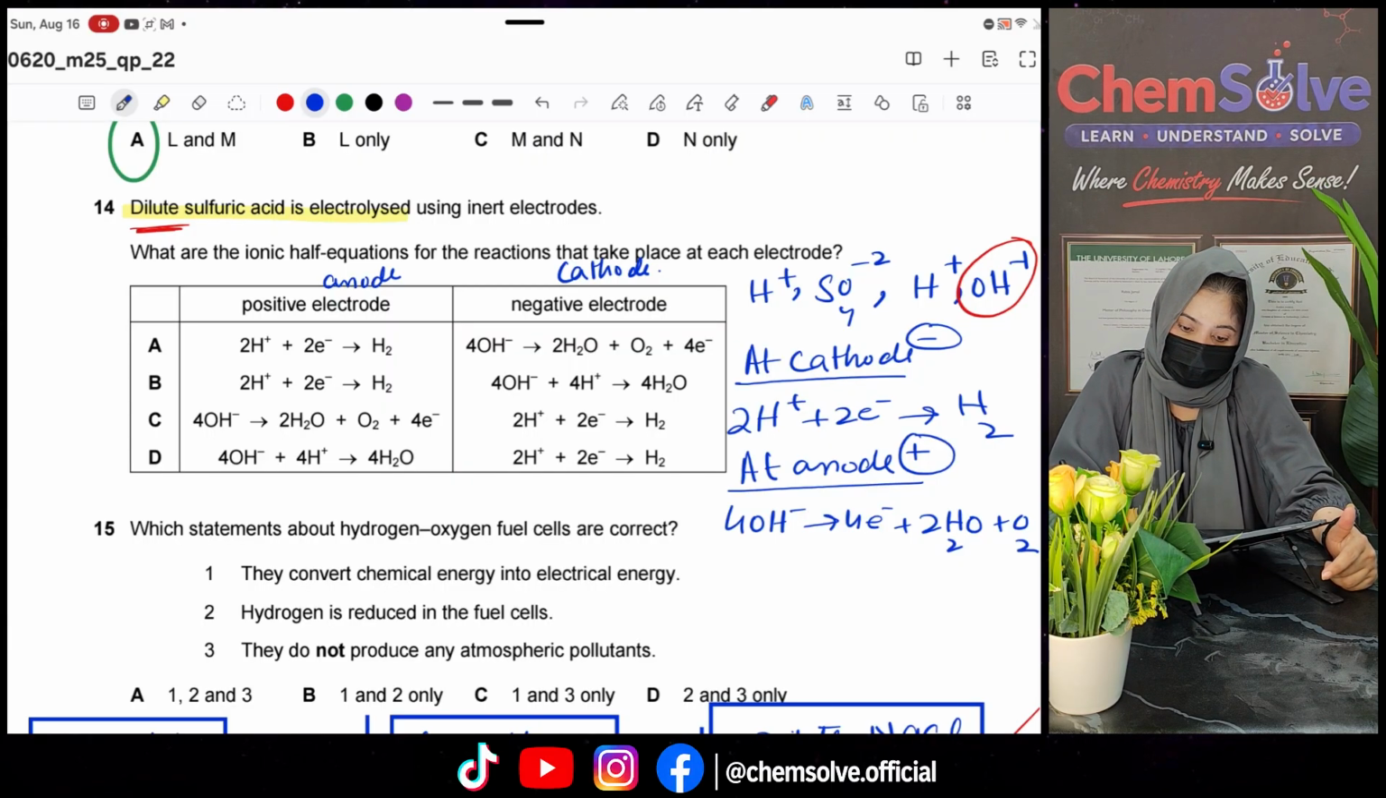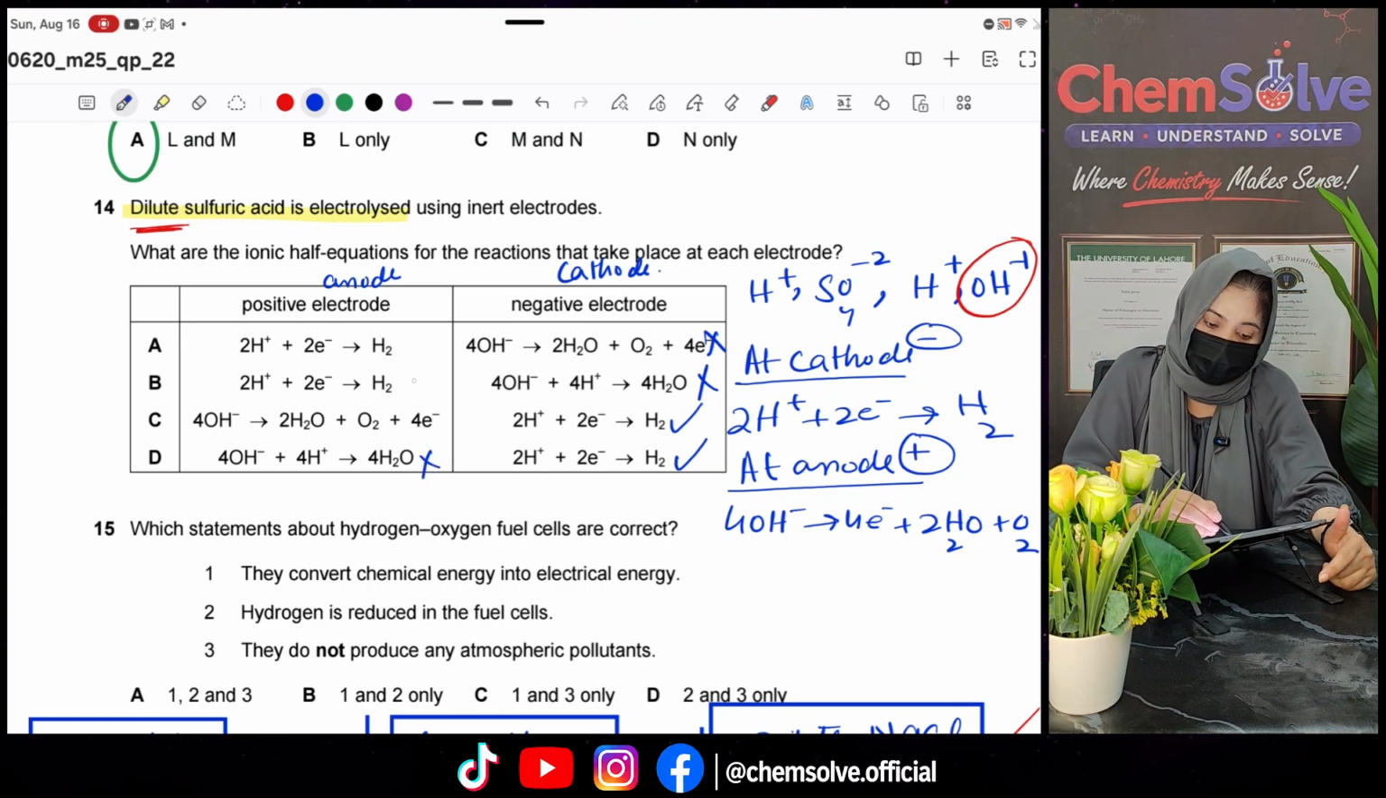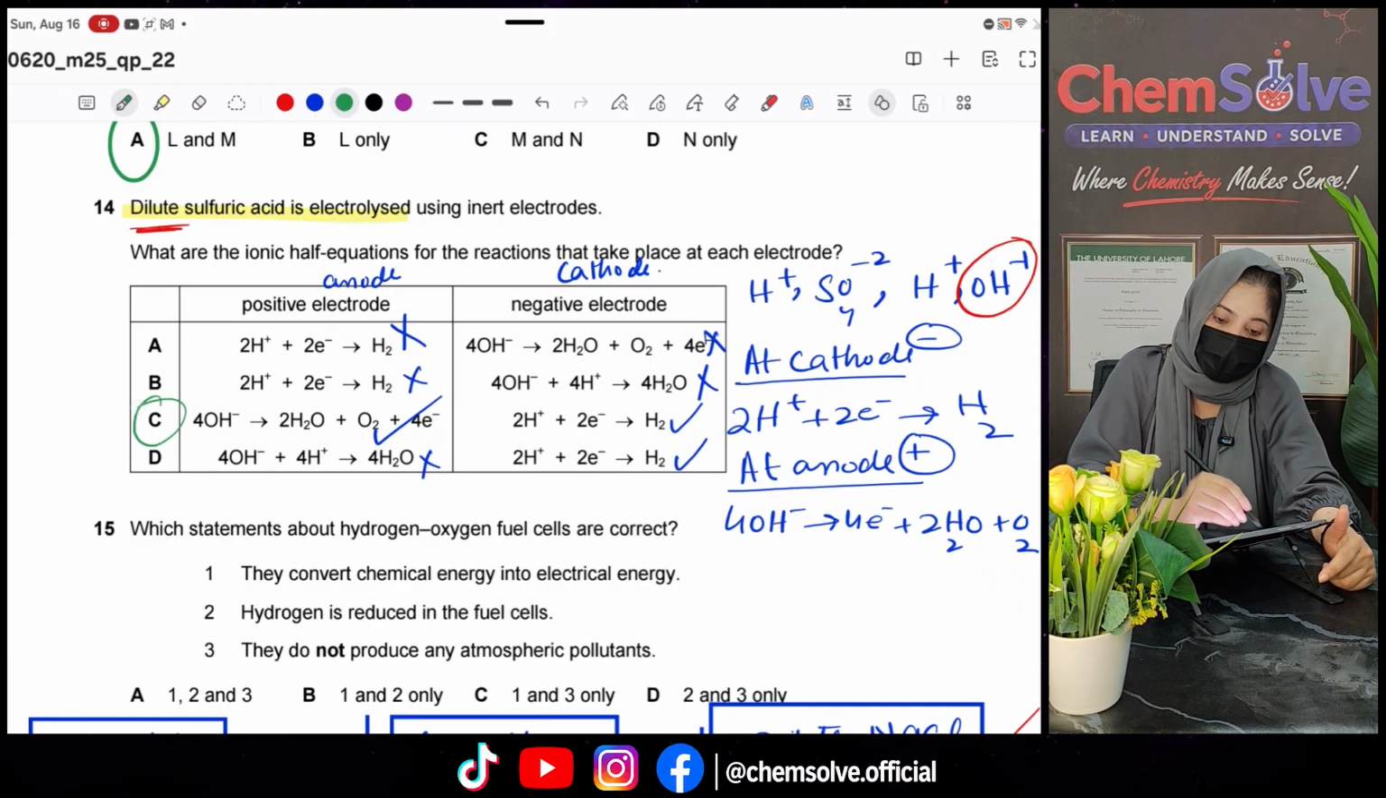So cathode is H positive ion. So either this is correct or this is correct, this is incorrect. And anode is 4OH negative. This is incorrect, this is incorrect, this is incorrect, this is correct. So C is the correct option.